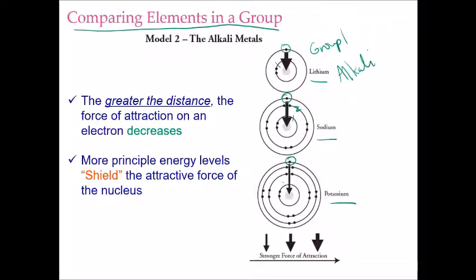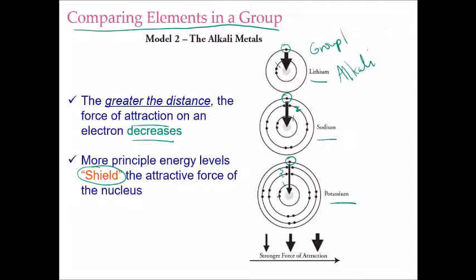Looking at potassium, 1, 2, 3 energy levels in between. All right. So therefore, we're going to have a greater distance and the attraction for that electron is going to decrease. There is another factor in here that's also decreasing the strength, and it's the shielding effect caused by these core electrons in the other energy levels. So there is a little bit of that happening too.